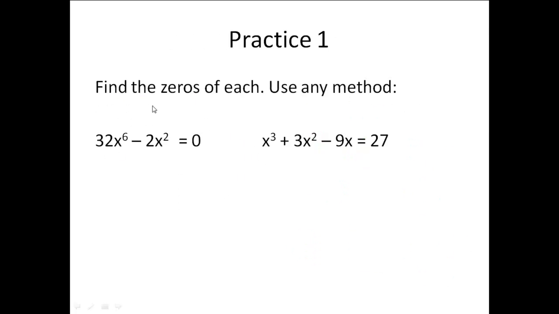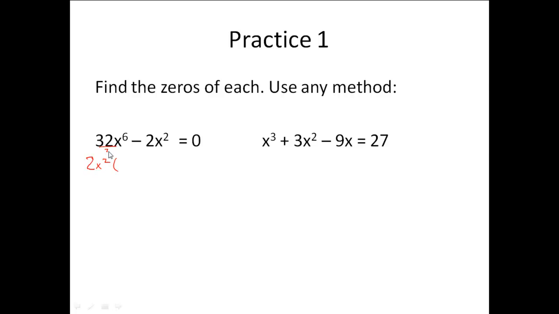Okay, here's 2 more practice problems. Now in this first one, I notice I have 2 terms, I have a minus sign, so I'm probably going to be using the difference of 2 squares or the difference of 2 cubes. First thing, I'm going to pull out a 2x squared from each quantity.